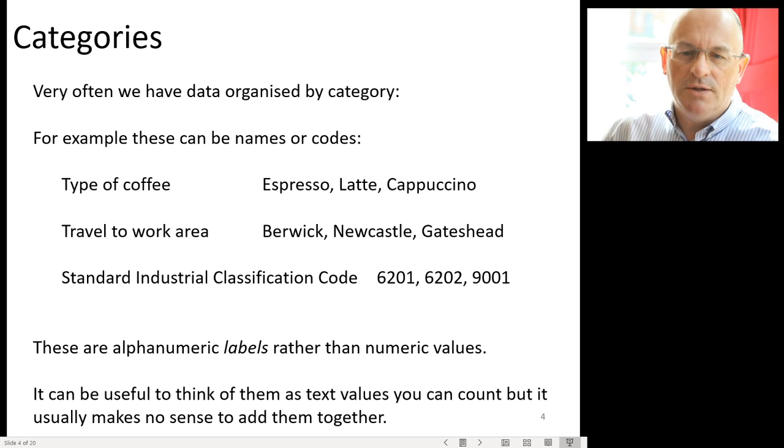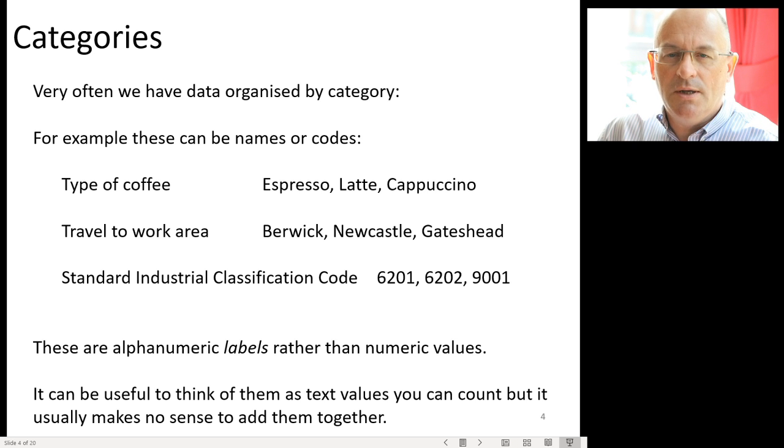So what do we mean by categorical data? Very often data is organized into categories which are really labels, alphanumeric labels. Here, a type of coffee might be a label for certain producers' coffee to be sorted into different types. Travel to work area, we've seen Berwick, Newcastle, Gateshead. We might be interested in geographical labels, or, confusingly, categories can be numbers. So here the SIC, Standard Industrial Classification Code, is a number, but it doesn't have a numerical meaning. You can't add these together. They just are a label for a type of industry, a design industry or a museum industry. So it usually makes sense to think even of the numerical labels of categories as text values that you can count, but it doesn't make any particular sense to add them together. You don't go to some meaningful new category by adding together standard industrial classification codes.